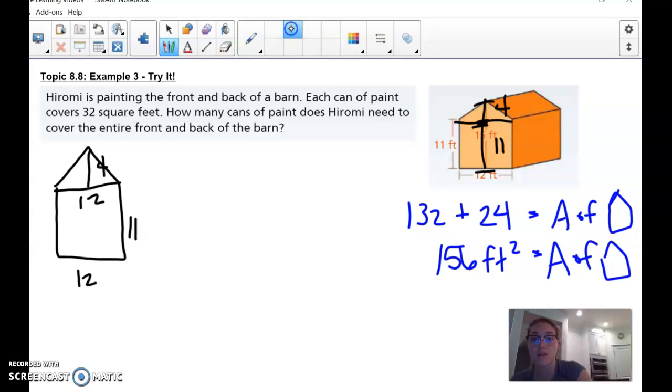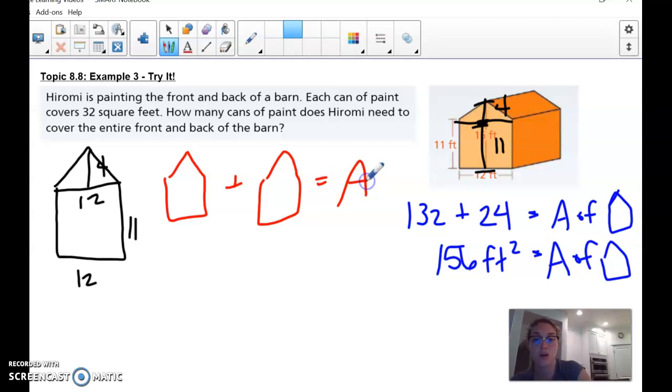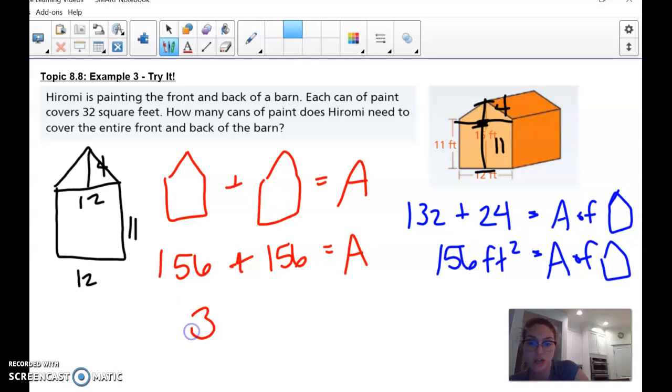So that means we have one pentagon plus another pentagon is going to be equal to the total. So one pentagon is 156 feet squared, plus another pentagon is another 156 feet squared, and that equals our total area. So 156 plus 156 is going to be 312 feet squared is equal to our total area.